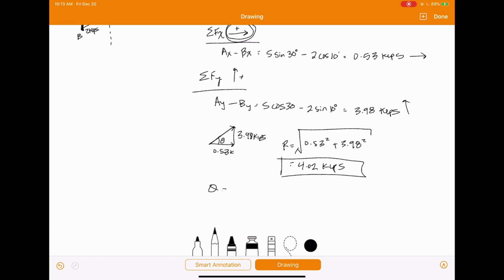So theta is going to be the tangent inverse of opposite over adjacent, which you plug into a calculator and you'll get 82.4 degrees.